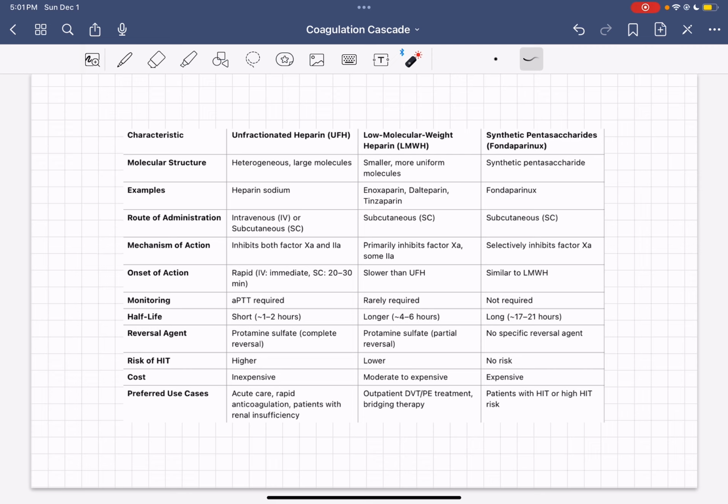Now, I hope you really got an idea about the coagulation cascade and the applications of it. I would definitely recommend you to go and read about it more and learn more about it. Thank you so much.